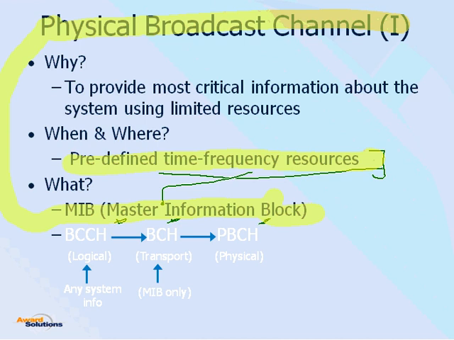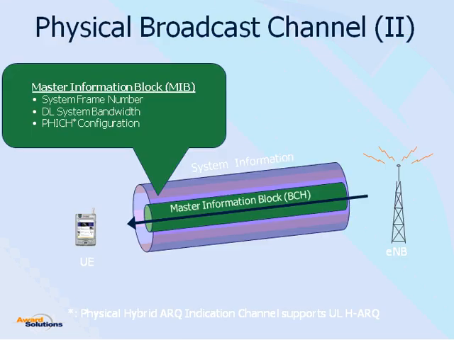And if you are interested, the logical channel is broadcast control channel, the transport channel is broadcast channel, and the physical channel is physical broadcast channel. So we have the mapping defined in the standard. Now, what is inside the master information block? Very important. It tells us, for example, how much is the bandwidth?